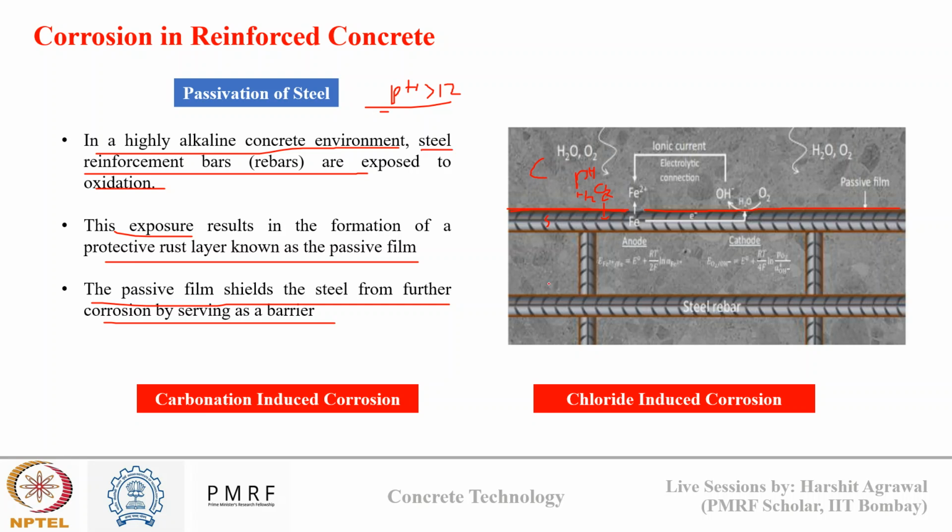But in reality, due to ingress of aggressive ions from the surrounding atmosphere, like CO2 and chlorides, they break this passive layer over time. Once the passive layer is broken, oxygen and moisture can easily interact with steel and corrode it. So the aggressive ions responsible for breaking the passive layer are CO2 and chlorides. That's why we have two forms of corrosion: carbonation induced corrosion and chloride induced corrosion.